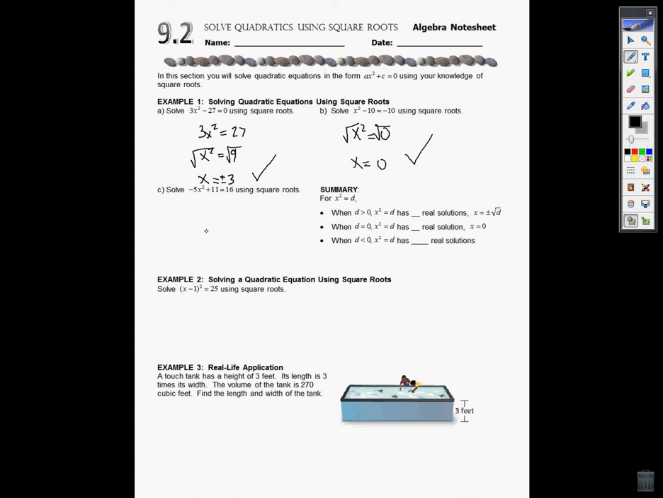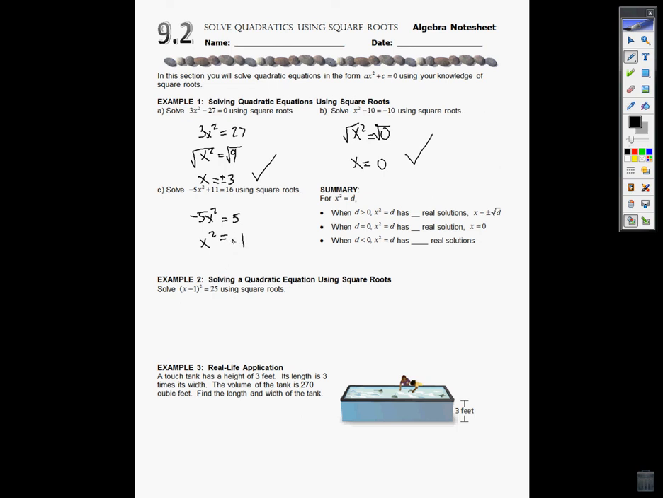And lastly, let's look at part C. I'm going to try and do the same kind of operations as before. I want to get x completely alone, so I'm going to have negative 5x squared. I'm going to subtract 11 from both sides. That way I can get negative 5x squared by itself. So that's going to equal 5. Then I'm going to divide by negative 5 on both sides. I'm going to get x squared equals negative 1.